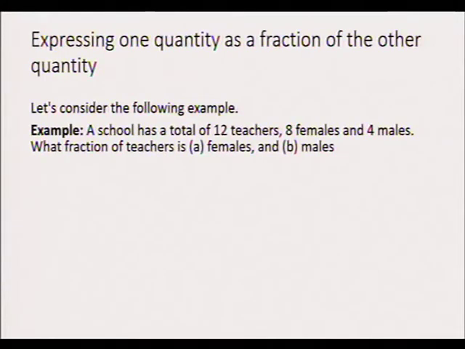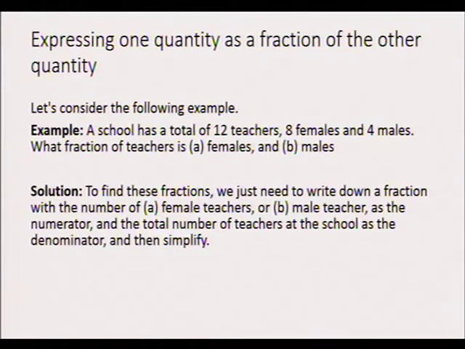So we understand. So now we want to write the number of females as a fraction of the total. And this is very simple, to find these fractions, all we need to do is write down the fraction with the number of females for A as the numerator, and the total number of teachers in the school, which is 12, as the denominator. And then we simplify. We should always try to give our fractions in their simplest form.